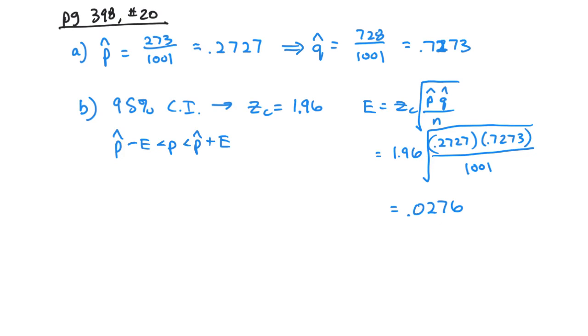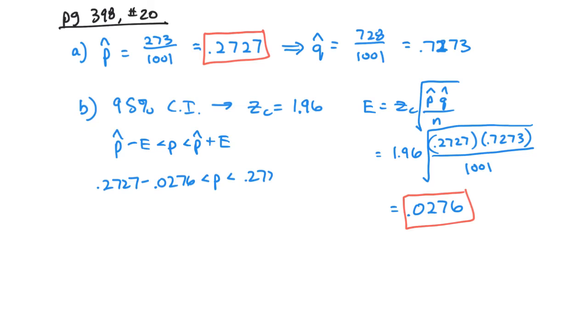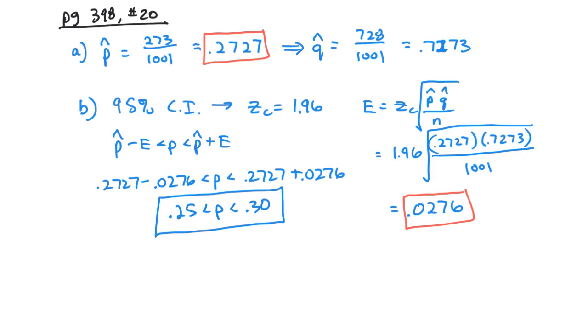And then we can build our confidence interval because we've got everything we need. We've got P hat, we've got E. So we just plug in the values. We will get 0.2727 minus 0.0276 is less than P, which in turn is less than 0.2727 plus 0.0276. So if you do the calculations and round to 2 decimal places, you can pretty much round where you want to unless the book tells you. But if you do it that way, we end up with 0.25 is less than P, which is less than 0.30.